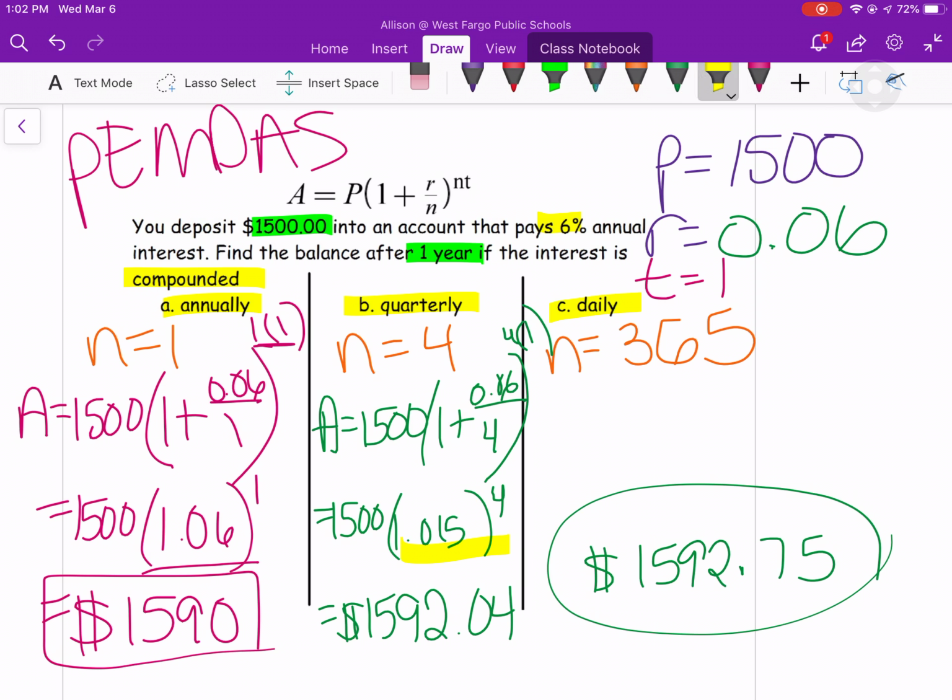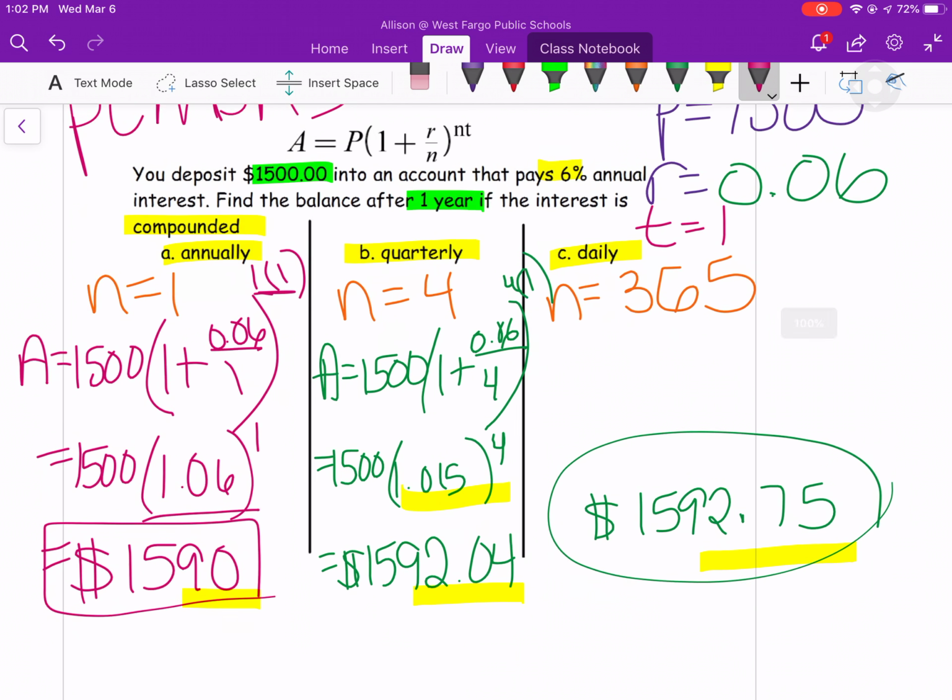So when the number of times that it compounds increases, the more interest that you pay or the more interest that you receive. So we started with $1,500, we got $90 in interest, then we got $92.04 in interest, then we got $92.75 in interest. So the more times it compounds, the more interest you pay or the more interest you receive. So typically, if you're receiving it, then you want to compound more.